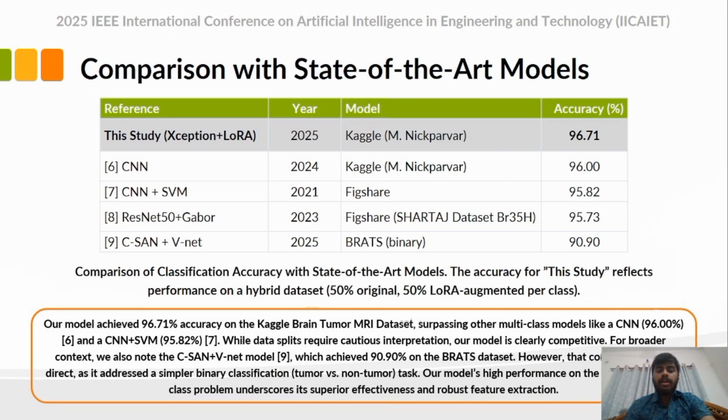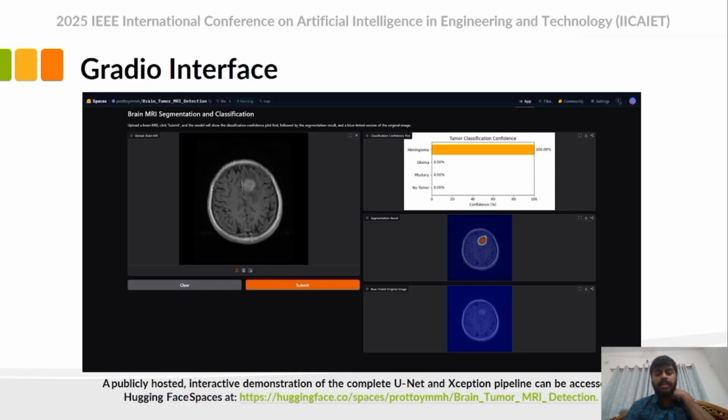We also compared our final model to other recent research projects. Our model, improved with the LoRA data, is very competitive and achieved a final accuracy of 96.71%, which is higher than several other published models. This is the Gradio interface we created, and anyone can check out the link to use this.